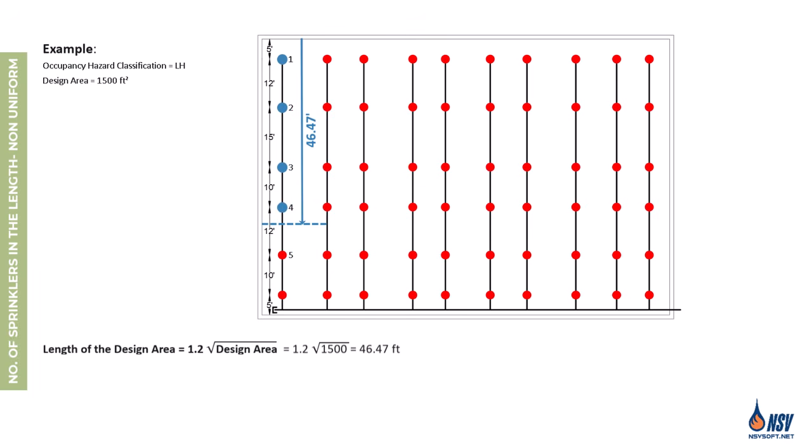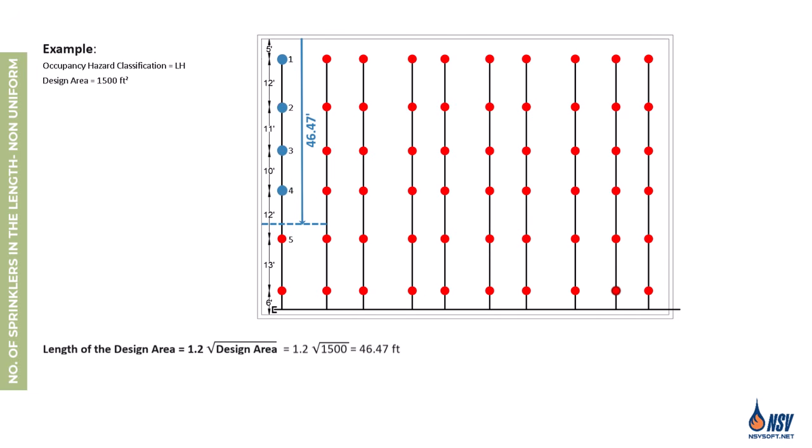Let's review a condition where sprinkler 5 must be included in the design area. Assume the distance between sprinklers 2 and 3 decreases to 11 feet. In this case, the S of sprinkler 4 is no longer sufficient to cover the full length of the design area. As a result, sprinkler 5 must be added to ensure the design area meets the requirements.